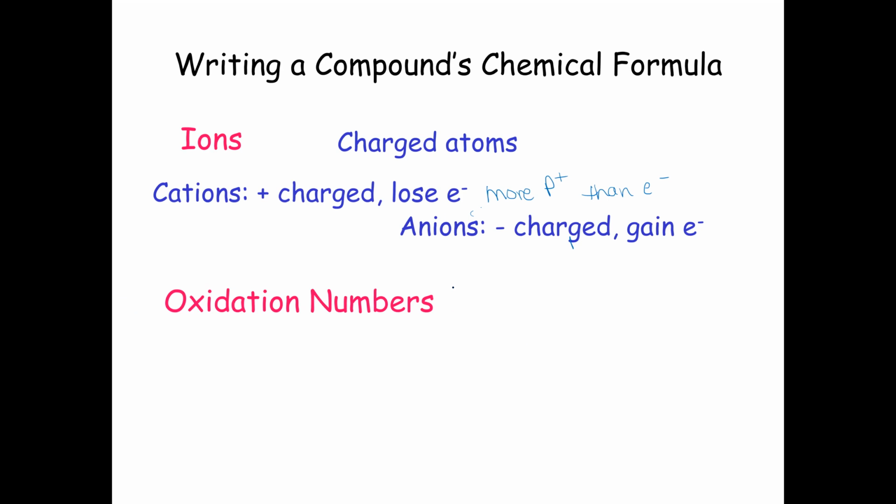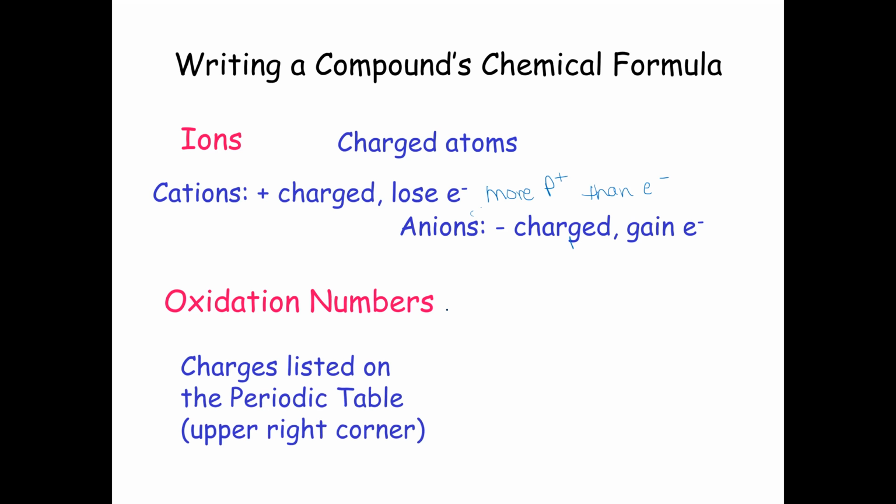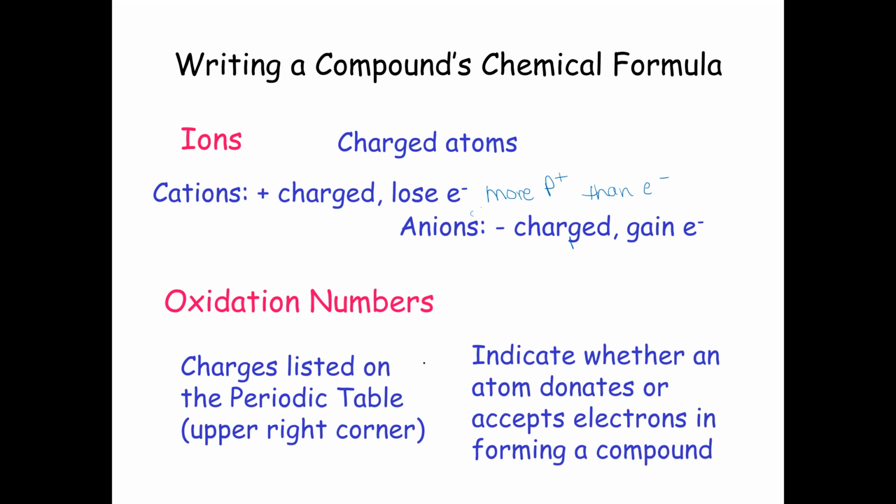And so this is where those oxidation numbers on your periodic table come in, because those are going to indicate our ions. So these are the charges listed on the periodic table in the upper right-hand corner. And they indicate whether an atom donates or accepts electrons when forming a compound. So if you're donating, that means lose electrons. And if you're accepting, that means it's a gain of electrons.